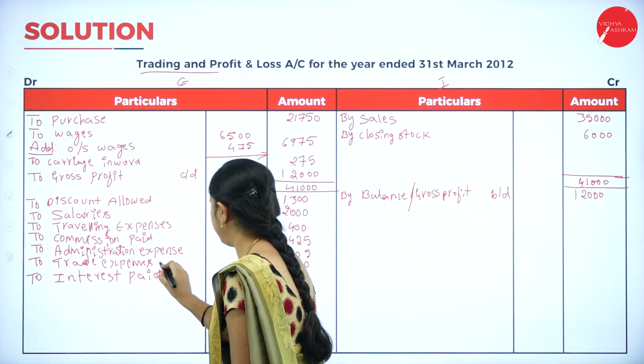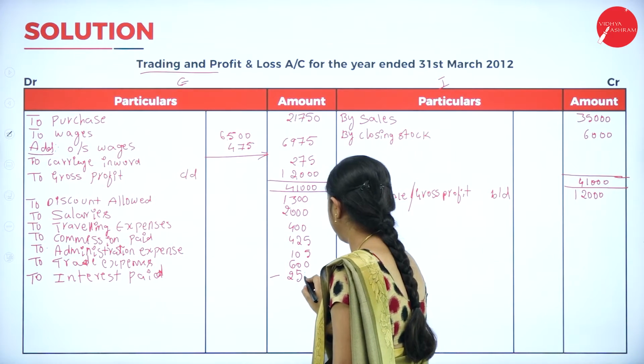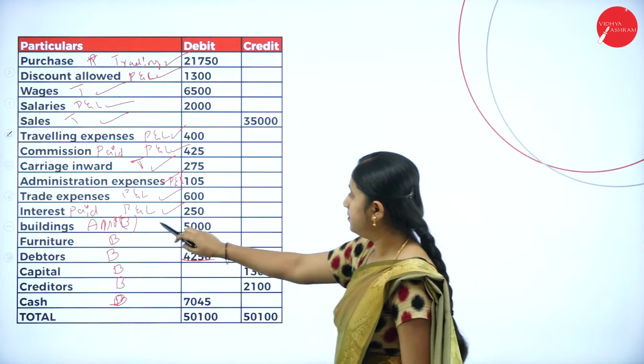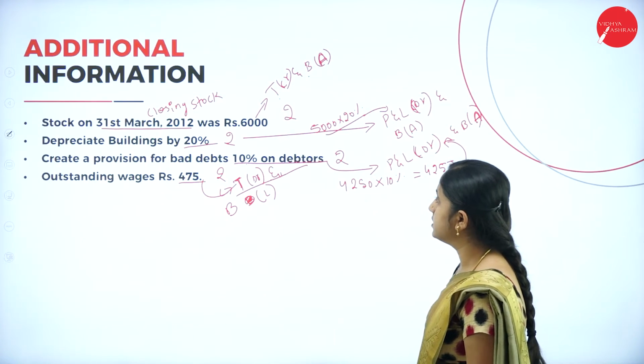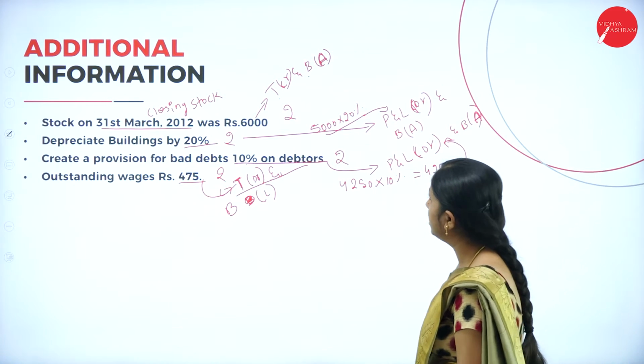To interest paid 250. Next, balance sheet. So all the profit and loss account you'll consider. Just look at the additional information.